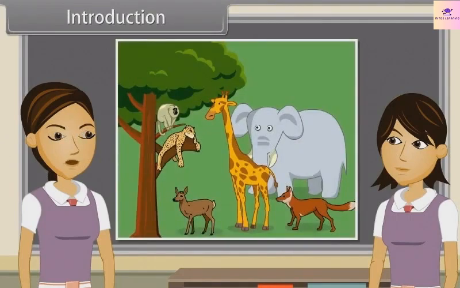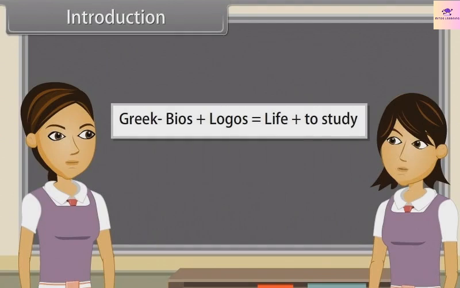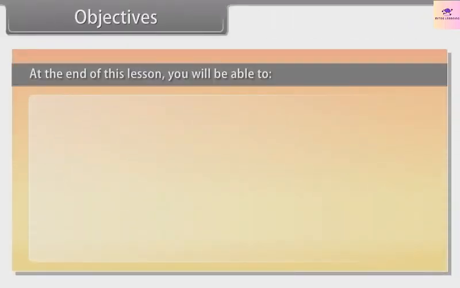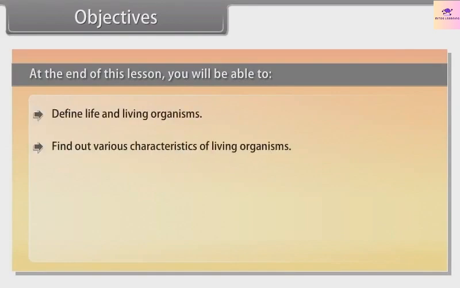Know that the branch of science which deals with the study of living organisms is called biology, or the study of life. Yes, the word biology has been taken from Greek words: bios equals life plus logos equals study. Things which depict growth, reproduction, ability to sense environment and mount a suitable response are called living things.